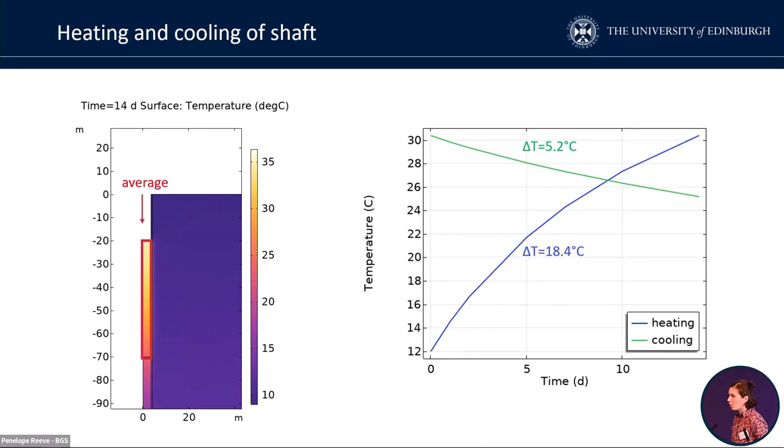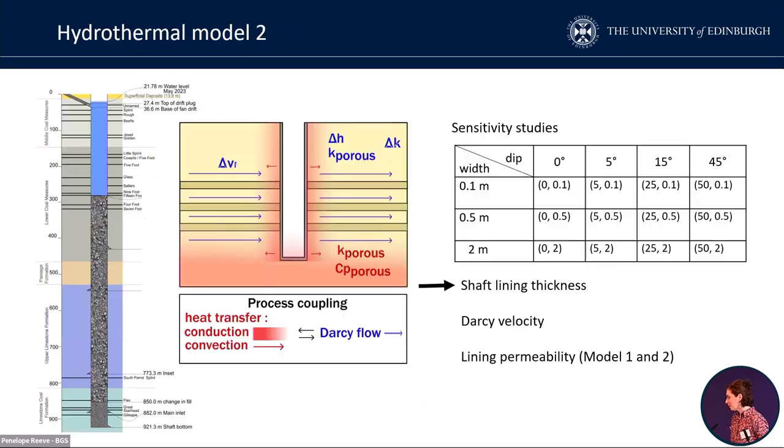And we can also let the whole system cool down. If we turn off our heat source, then you can see in green how the cooling down is happening. So we lose around 5 degrees in those 14 days. So much slower than our heating up, which is what we want, ideally.